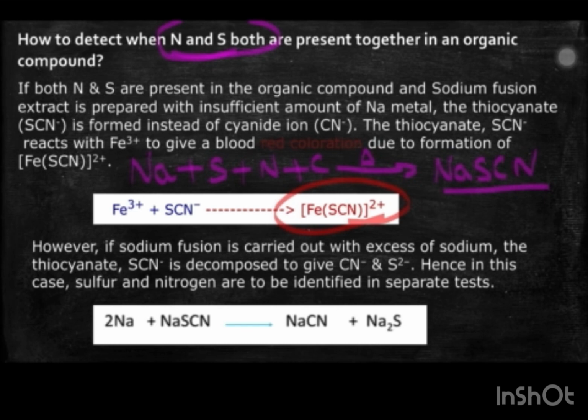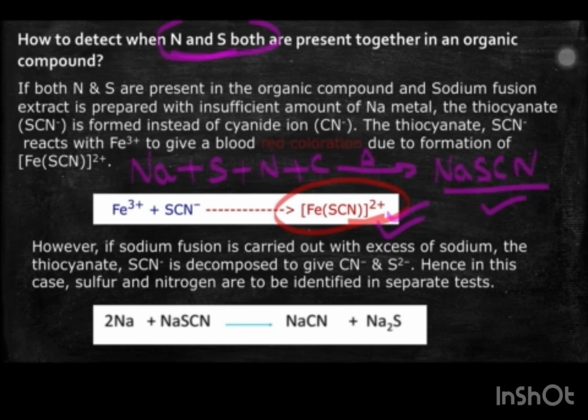So this is thiocyanate, sodium thiocyanate, or sulfocyanide we call it. So when this is present and then you are carrying out the reaction, instead of blue color you get the red color because of the formation of this particular complex, as you can see here.